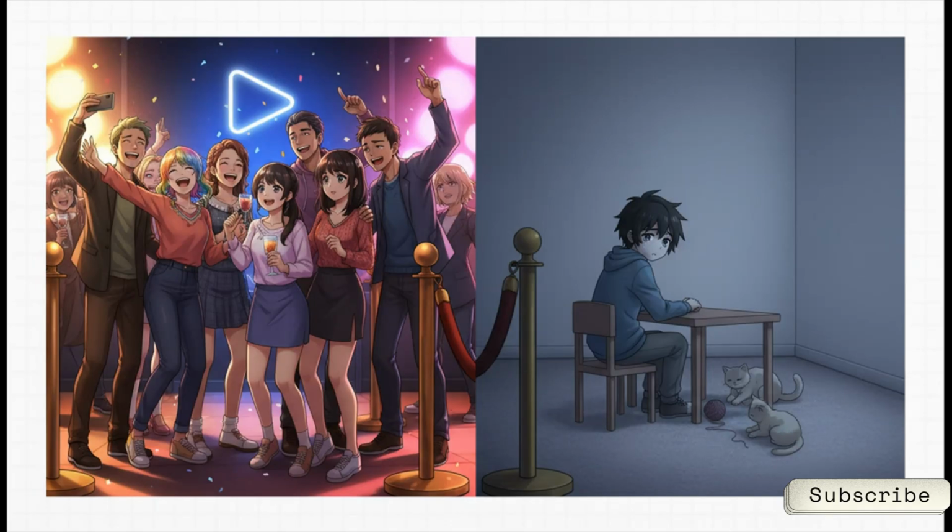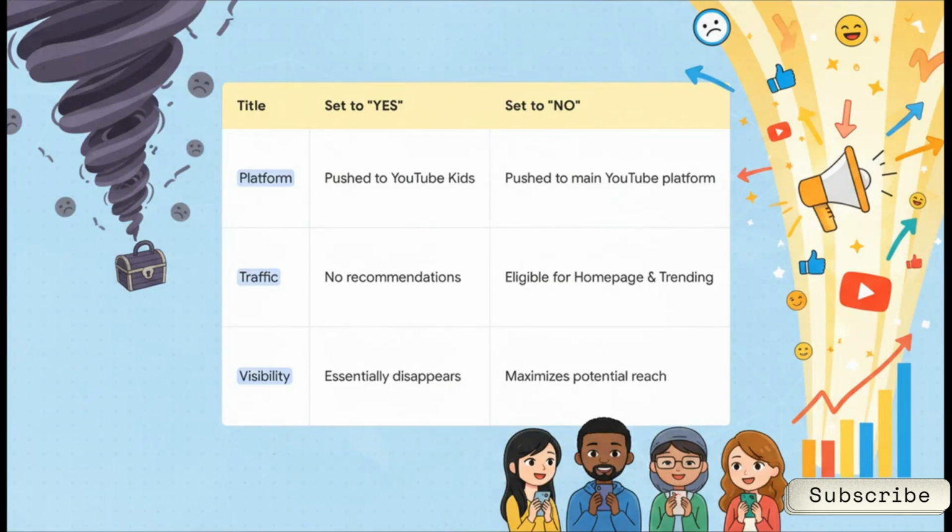Setting number 1, the Made for Kids designation. Now, unless you're actually making cartoons for toddlers, getting this wrong is, as the source puts it, like being kicked out of the cool party. It completely changes where and if your video gets shown. And look at this, the difference is just night and day.